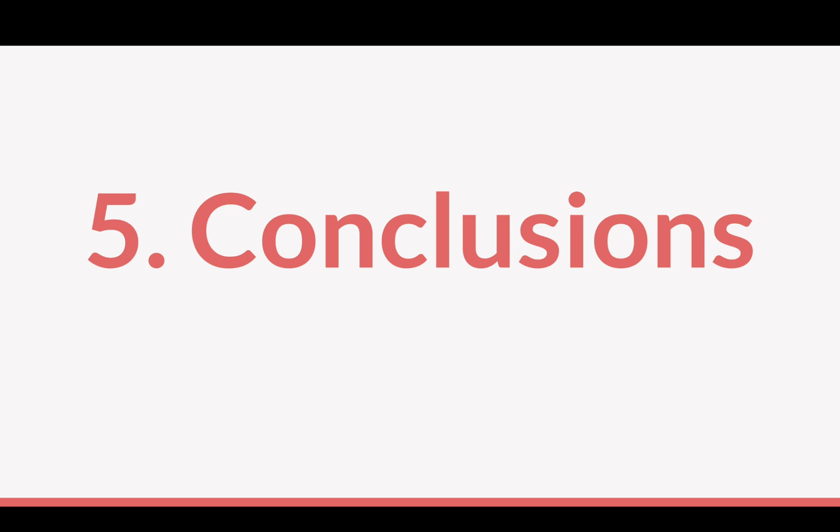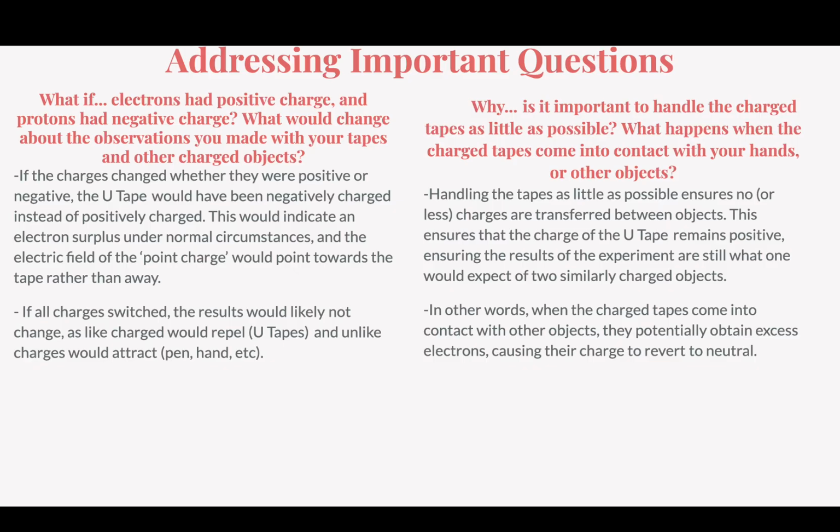So there are two important questions that need to be answered for this lab. If the charges changed whether they were positive or negative, the U-tape would have been negatively charged. This would indicate an electron surplus, and the electric field of the point charge would point towards the tape rather than away. Next question. Handling the tapes as little as possible ensures no charges are transferred between objects. In other words, when charged tapes come into contact with other objects, they potentially obtain excess electrons, causing their charge to revert to neutral or maybe even negative.